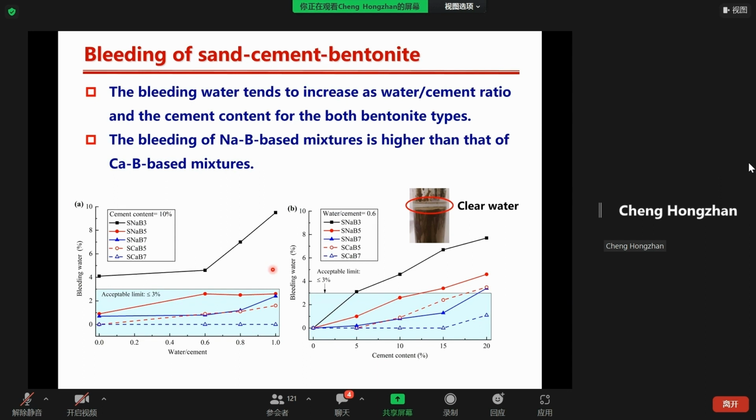because in the first place for sodium bentonite mixtures, a higher water to sand ratio is selected. Additionally, addition of cement slurry causes more increase in the flowability and the bleeding for sodium bentonite mixtures.